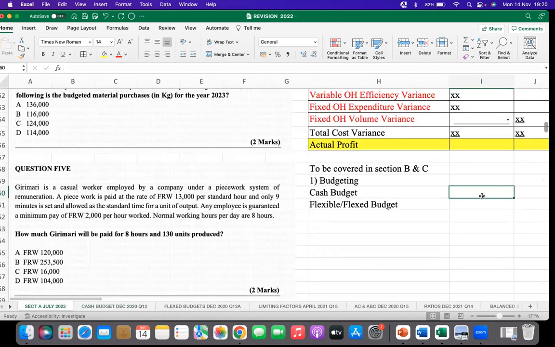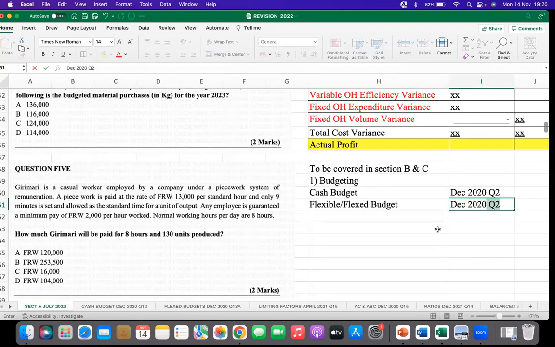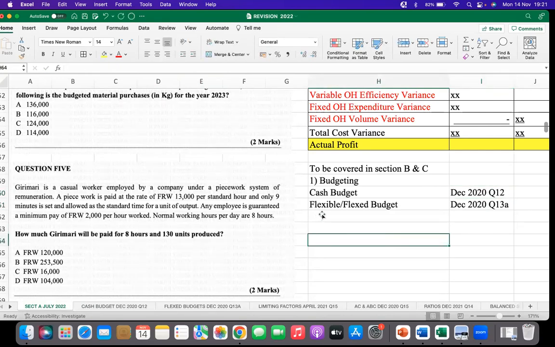So in cash budget, you will open December 2020, question two is what I want to focus on. On flexible budget, you will also look at December 2020, question, this is not question two. It is question 12. Question 12, because it's section B and C. That is under budgeting.